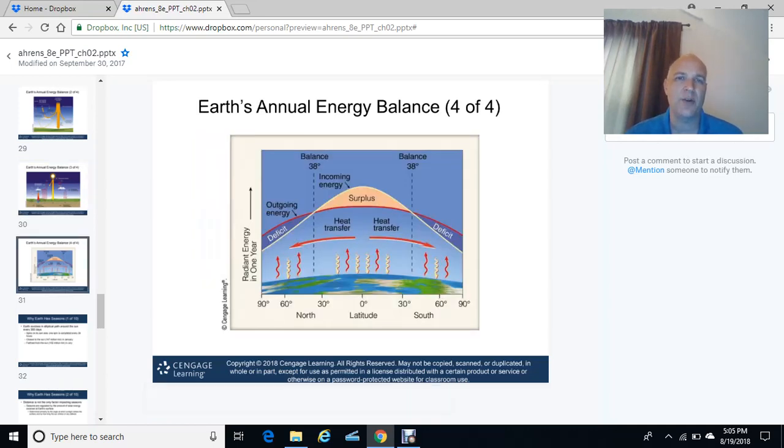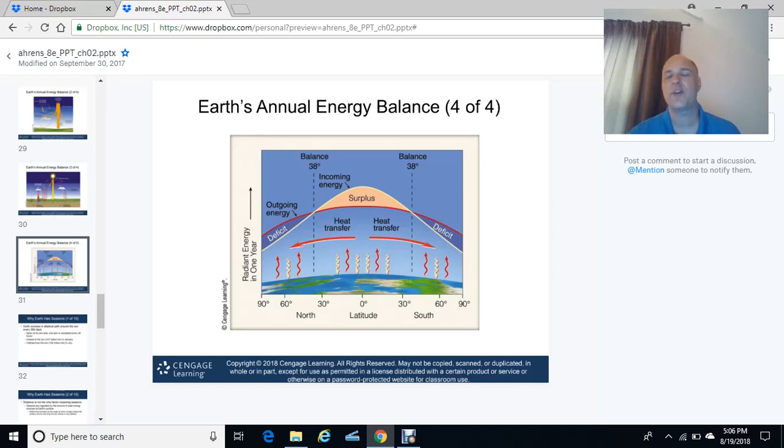Here is the Earth's annual energy balance. Now look at this. This is interesting. The most direct heating of the sun typically occurs at the lower latitudes at the equator, and you'll notice there's a surplus there of heat energy. Okay? That's because the sun is generally fairly high in the sky year-round, between 0 degrees and 30 degrees latitude. And then there's usually a deficit, especially as you get towards 50 to 60 degrees latitudes, in which more energy is lost than is gained.